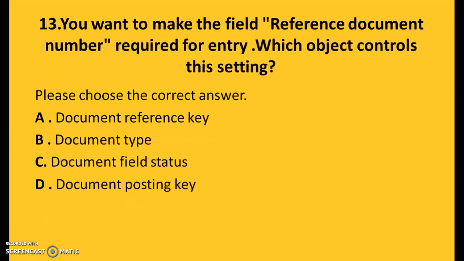You want to make the field reference document number required for entry. Which object controls these settings? A, document reference key, B, document type, C, document field status, D, document posting key. The answer is B, document type. The object that controls these settings is document type.